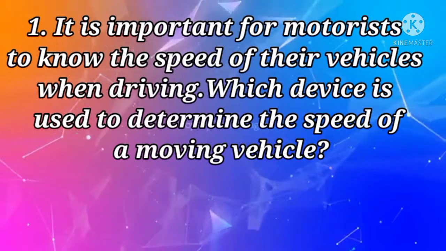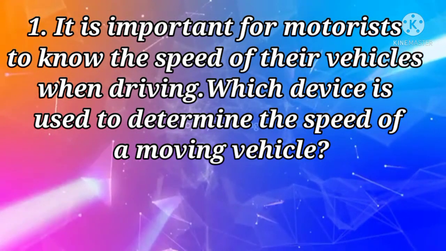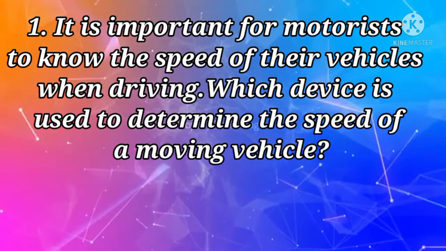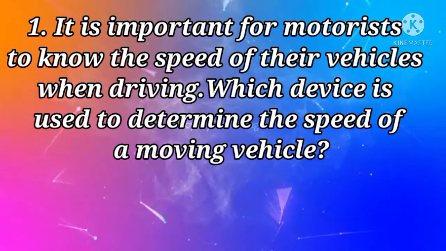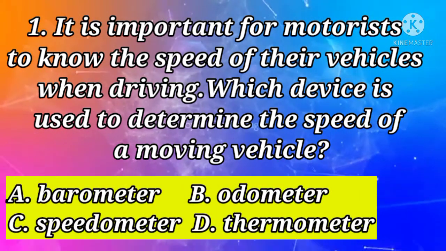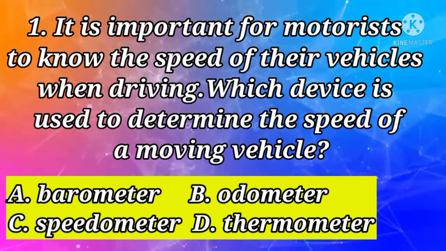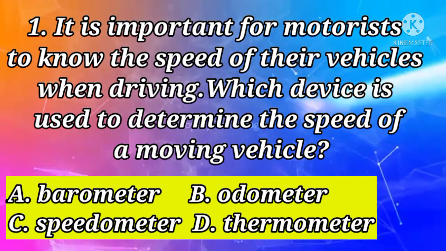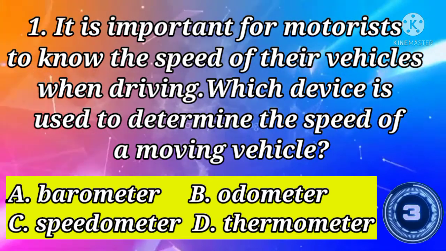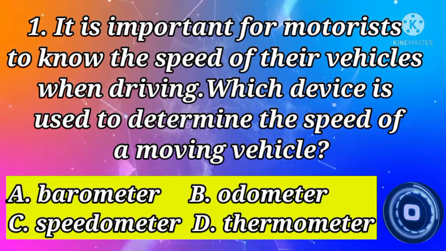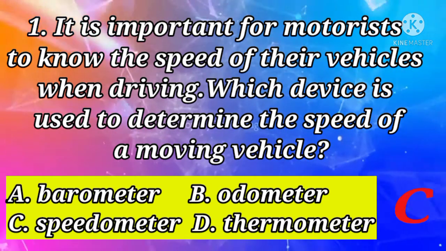Number 1. It is important for motorists to know the speed of their vehicles when driving. Which device is used to determine the speed of a moving vehicle? A. Barometer. B. Odometer. C. Speedometer. D. Thermometer. Correct answer is letter C. Speedometer.